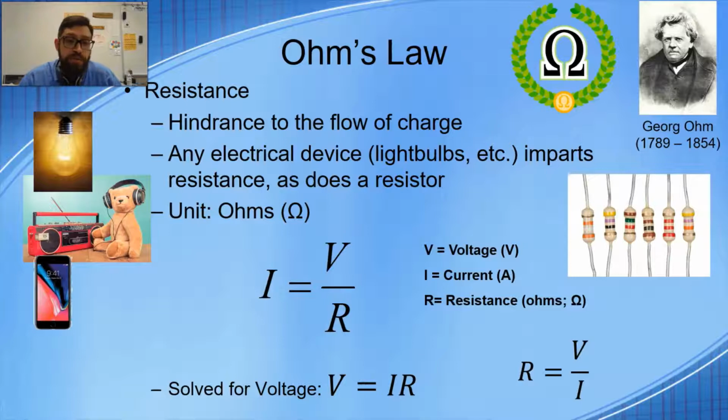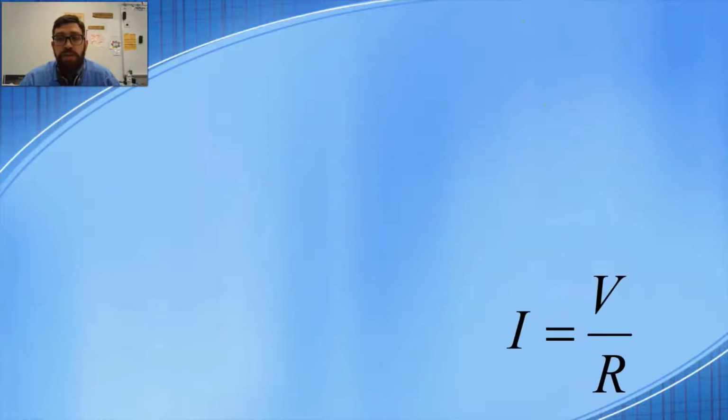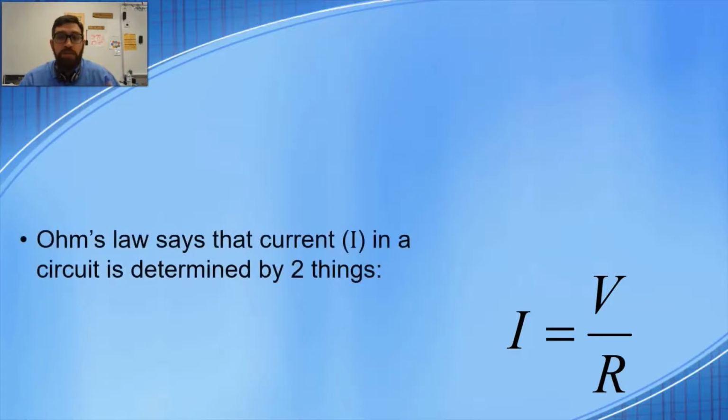So as far as Ohm's law is concerned, it's really important that you know, and you should already be able to see this, that Ohm's law says that current, which is I, in a circuit is dependent on two things, and those two things are the two things in this equation.